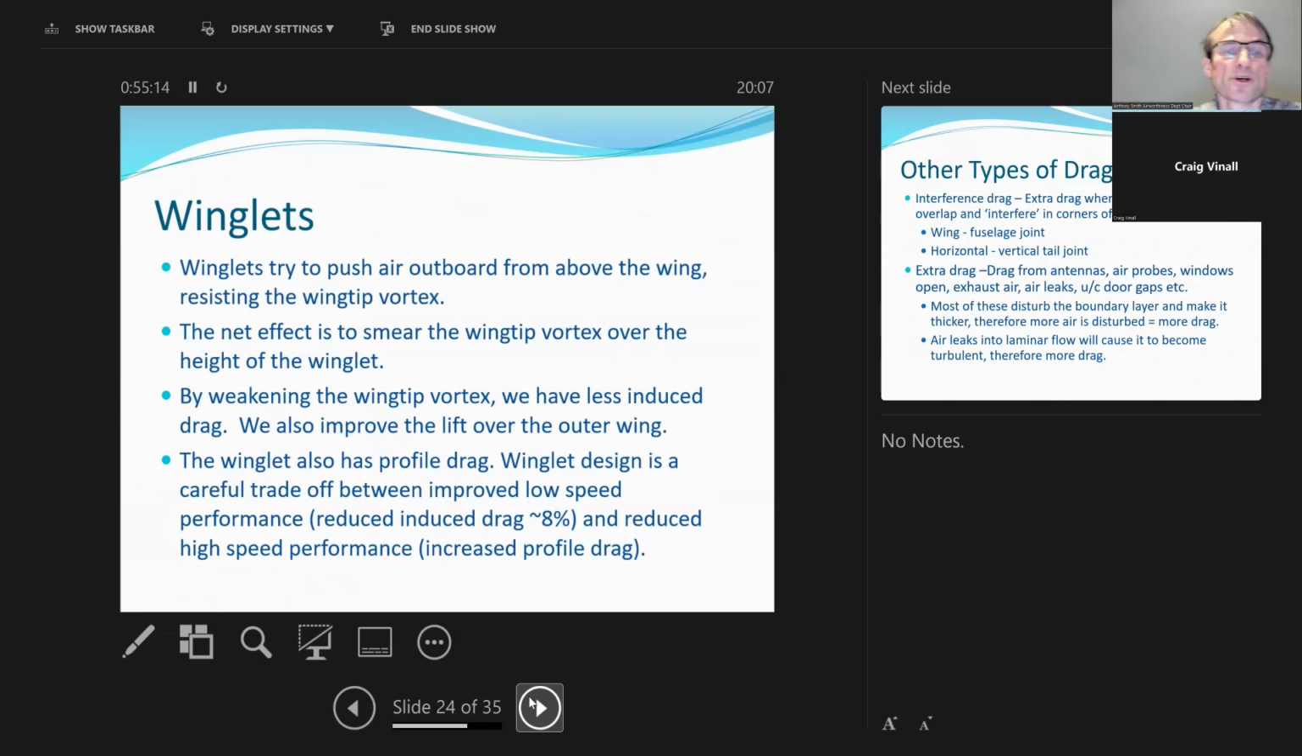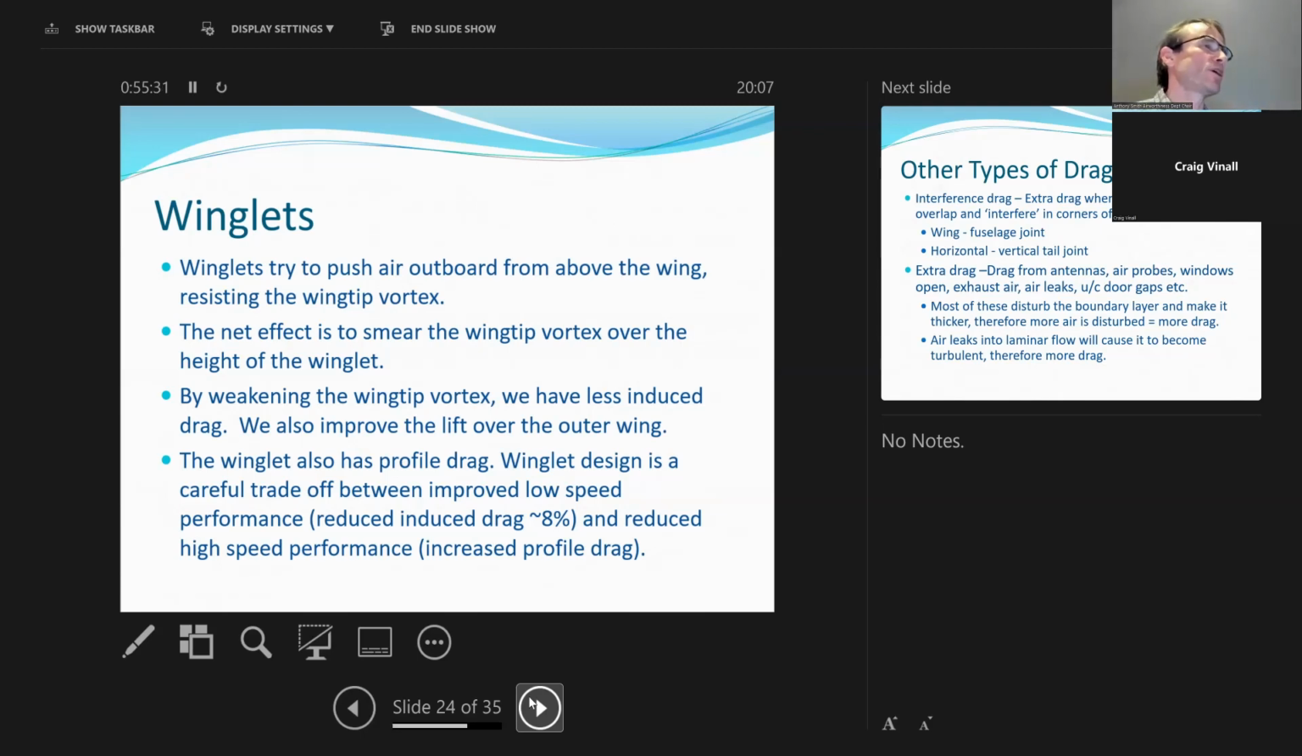So how do winglets work? All the winglets you'll see on sailplanes are on the upper surface. They have downwash behind them, just like the regular part of your wing. It's trying to push the air outboard from above the wing.